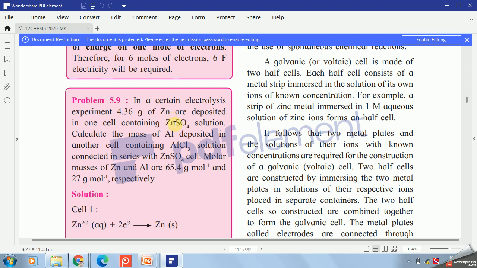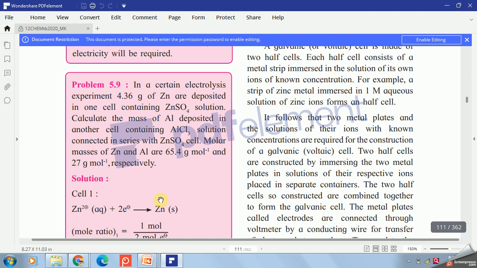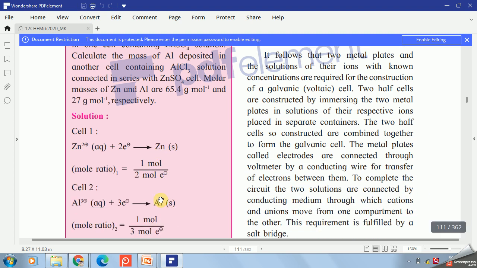So what is cell 1? Zinc is the electrode and ZnSO4 is the electrolyte solution. SO4 is 2 minus, so Zn carries 2 plus charge. So Zn2+ plus 2 electrons gives Zn. This is one reaction in solid state. And what is the other? AlCl3. Chloride is 1 minus, so Al is 3 plus. So what is the other cell reaction? Al3+ plus 3 electrons gives Al.